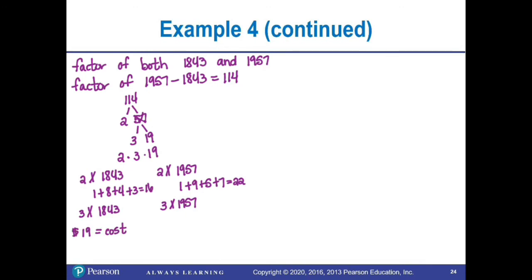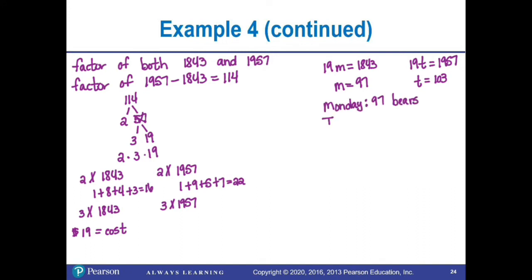Now, the problem didn't ask me for the cost of the bear. It asked me how many bears were sold Monday and how many bears were sold Tuesday. So 19 times M, representing the number of bears sold Monday, equals 1,843. Divide both sides by 19, and we see that there were 97 bears sold Monday. 19 times T, representing the number of bears sold Tuesday, is 1,957. Divide both sides by 19, and we get 103. So there were 97 bears sold on Monday and 103 bears sold on Tuesday.